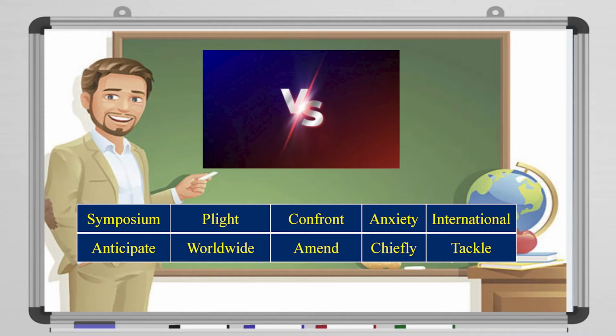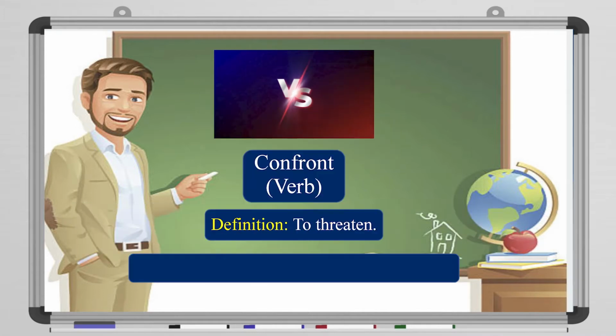So versus, when you have two people, they are versus each other. They're against each other. What happens when two people are against each other? They confront each other. Very good. So confront is a verb, and it means to threaten. So for example, people should confront their fears. Let's say, for example, I have a fear of heights. I'm scared of high places. I need to go to a high place to confront my fear. Okay? So let's look at the next one.